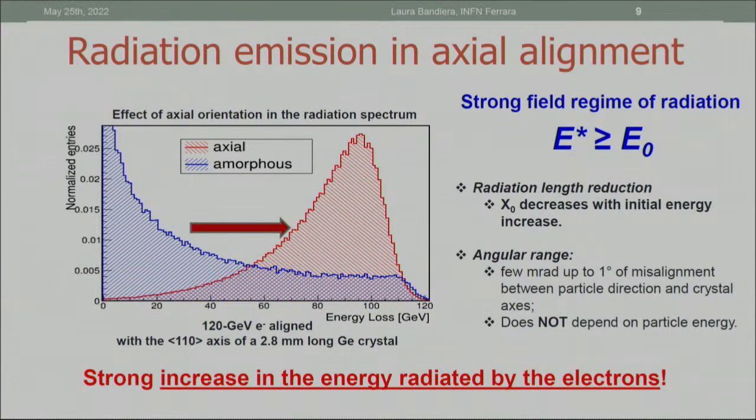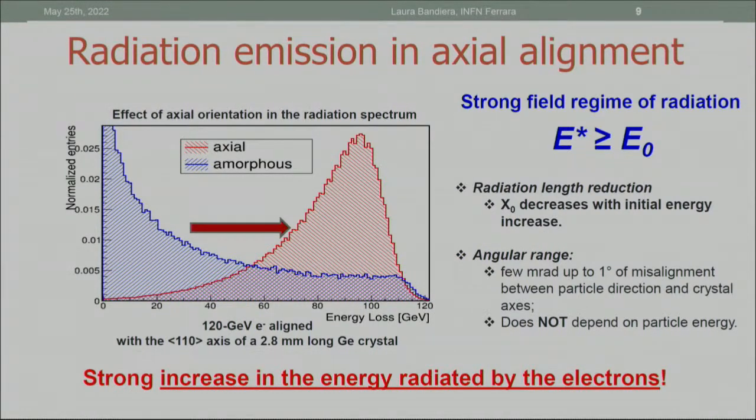What happens? These are the results of 120 GeV electrons interacting with a 3 millimeter germanium crystal. This is the energy loss measured with the calorimeter. In the case of a randomly oriented germanium crystal, you have the standard bremsstrahlung spectrum, so a peak around zero and a decrease with energy. But when the crystal is oriented along the strongest axis of germanium, the 110, you see an enhancement of the energy loss peak around 95 GeV. So basically, in a very short crystal compared to the radiation length of germanium, most of the particles have lost most of their energy. So you have a strong increase in the radiated energy and also in the energy of the emitted photons, which become harder and harder. So it's like having a germanium crystal with a reduced radiation length.